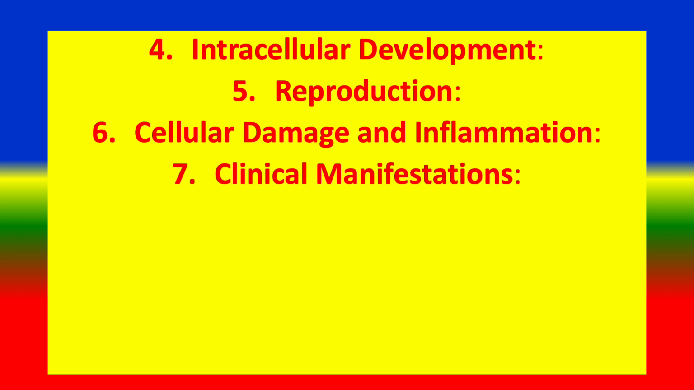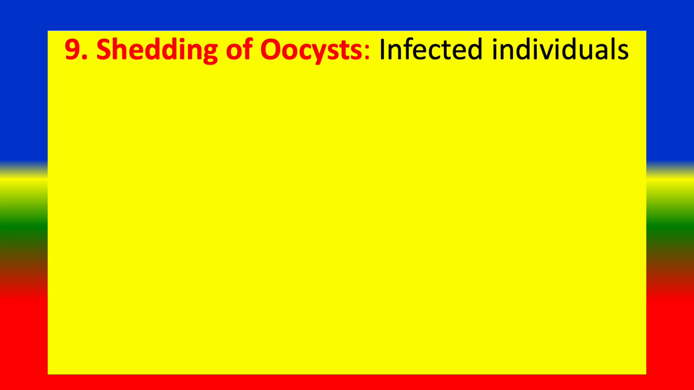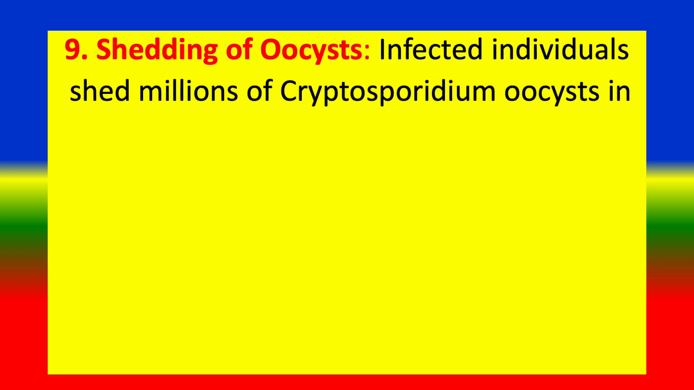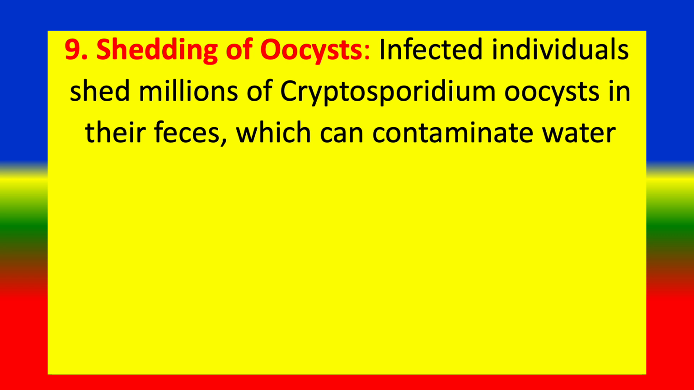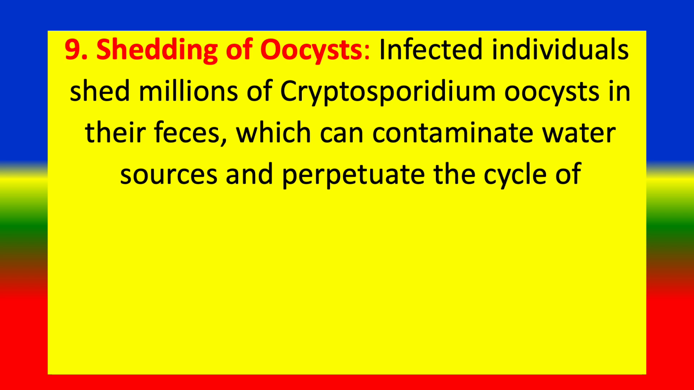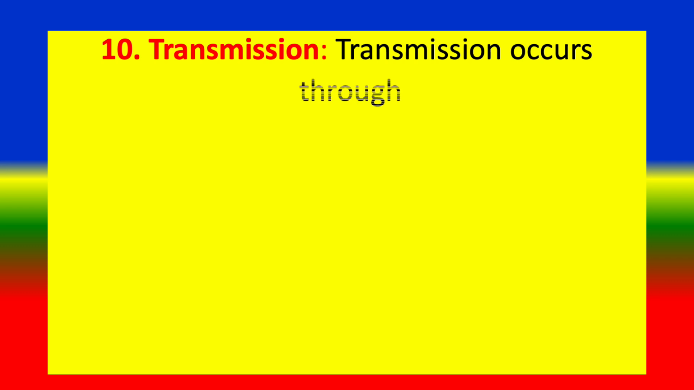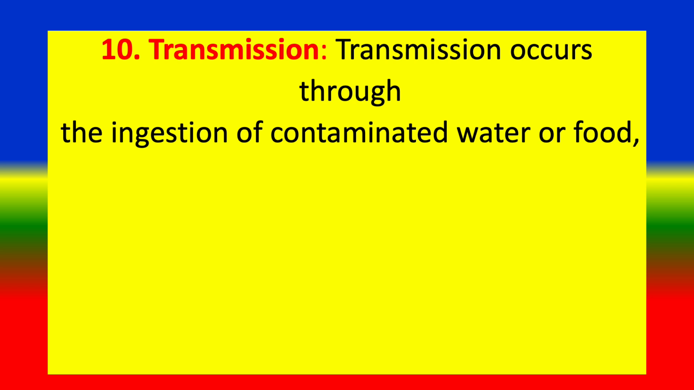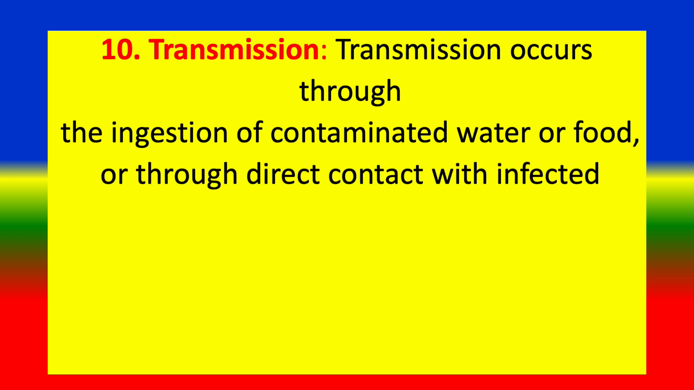7. Clinical manifestations. 8. Immune response. 9. Shedding of oocysts. Infected individuals shed millions of Cryptosporidium oocysts in their feces, which can contaminate water sources and perpetuate the cycle of infection. 10. Transmission. Transmission occurs through the ingestion of contaminated water or food or through direct contact with infected individuals or animals.